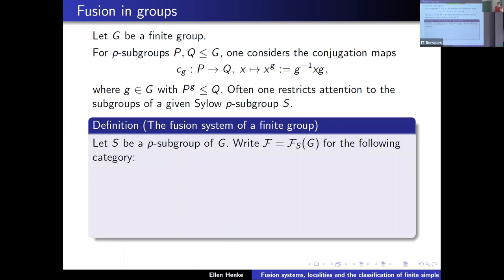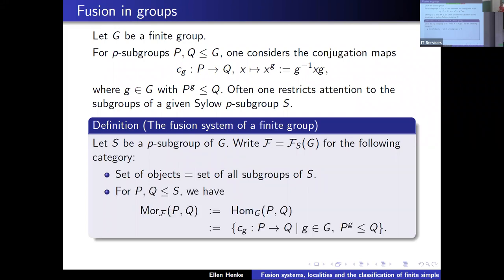So this works for any P-subgroup S of G, but usually we want it to be a Sylow P-subgroup. And then we write F_S(G) for the following category. The objects are just all the subgroups of S. And then as morphism sets, we just take the set of these conjugation homomorphisms, which are induced by an appropriate element of G. And the set is also often written as Hom_G(P,Q).